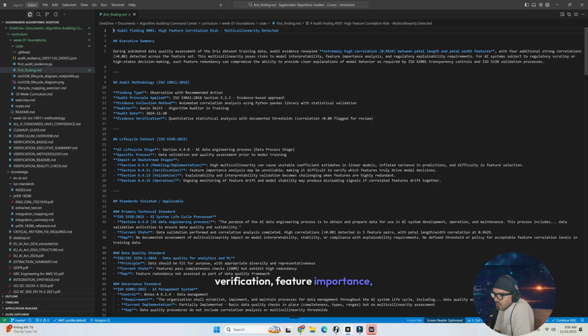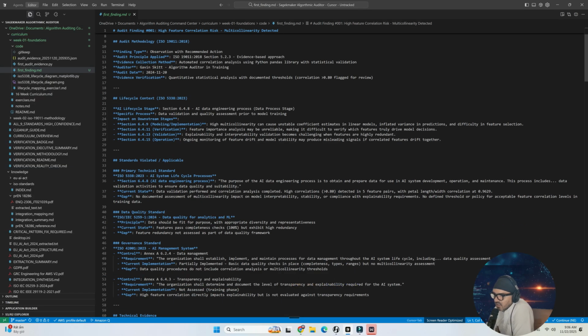Verification: feature importance analysis may be unreliable, making it difficult to verify which features truly drive model decisions. Validation: explainability and interpretability validation becomes challenging when features are highly redundant. Operation: ongoing monitoring of feature drift and model stability may produce misleading signals if correlated features drift.